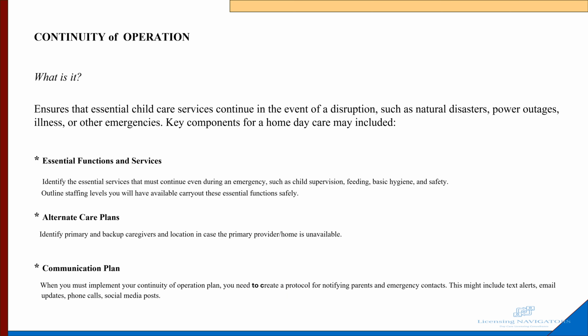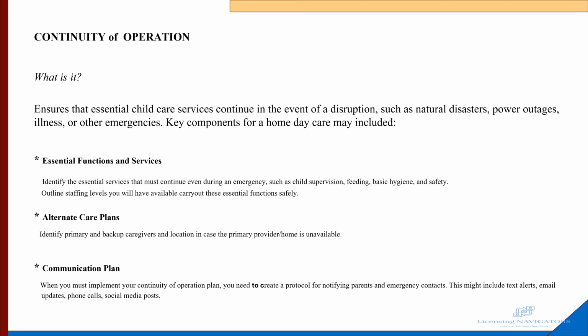Continuity of operation. What does that mean? Continuity of operation ensures that essential child care services continue in the event of a natural disaster, power outages, illness, or other emergencies. Key components for a daycare home may include identifying the essential services that must continue during the emergency. So what services are you going to continue? You're going to continue child supervision, feeding, basic hygiene, and safety.